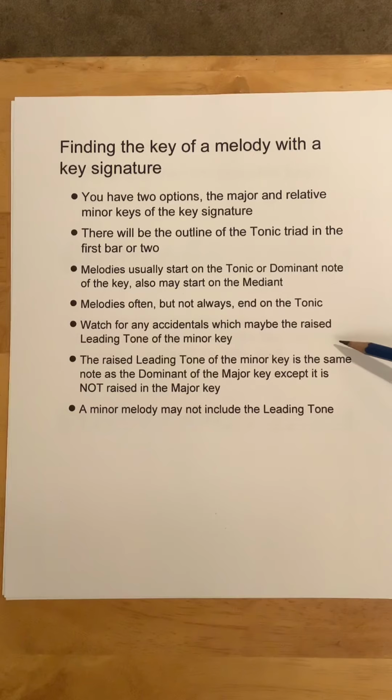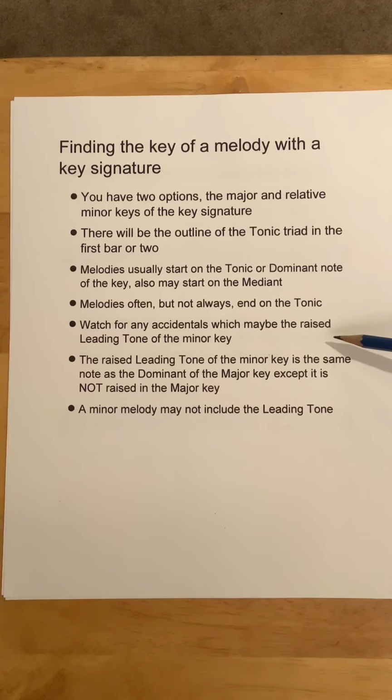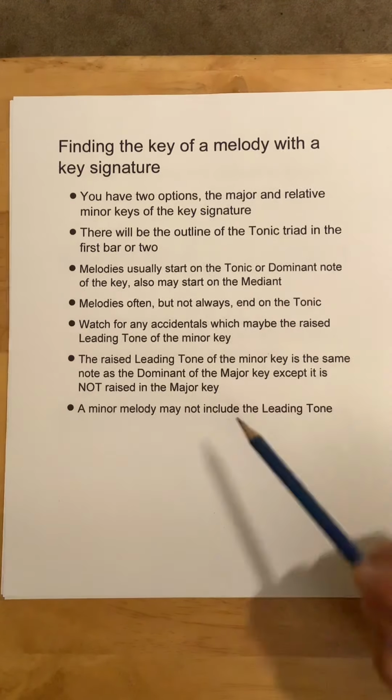Watch for any accidentals, which may be the raised leading tone of the minor key. You can have accidentals that are not that. You can have something called color accidentals that are there just because the composer wanted that note. We're not dealing with color accidentals at this level yet; in the next video about more advanced figuring out of key signatures, we'll talk about that. So in the examples we're doing, if there is an accidental, it will be the raised leading tone of a minor key.